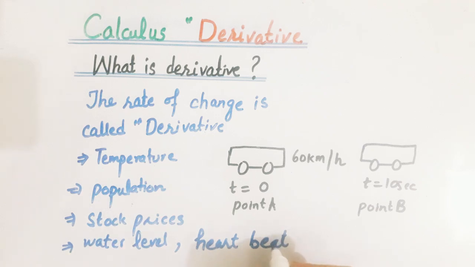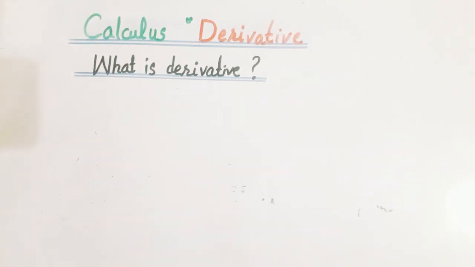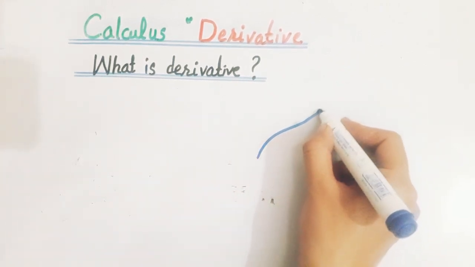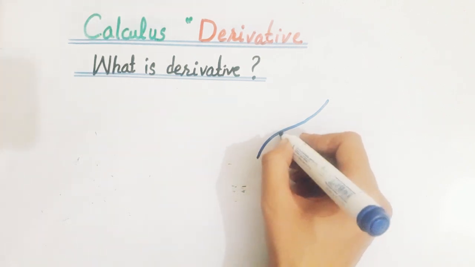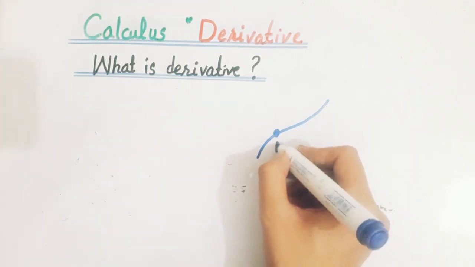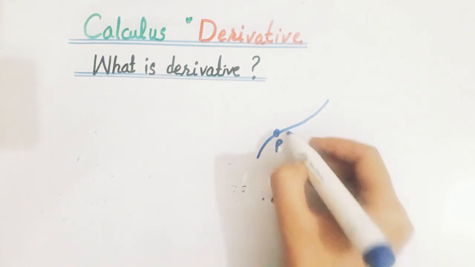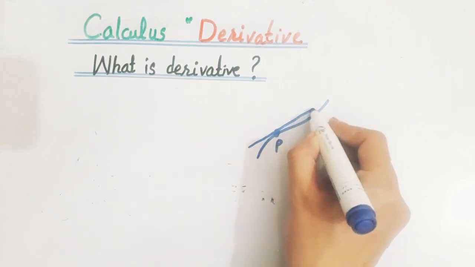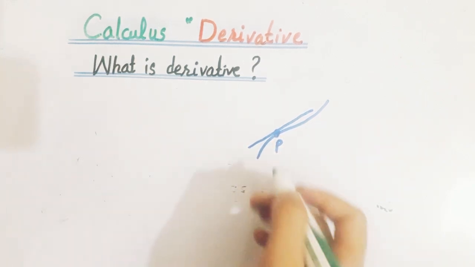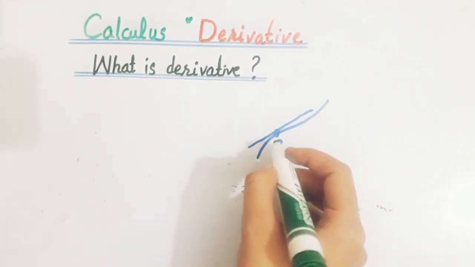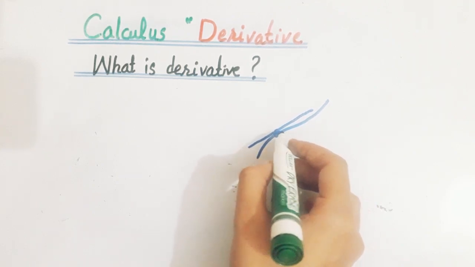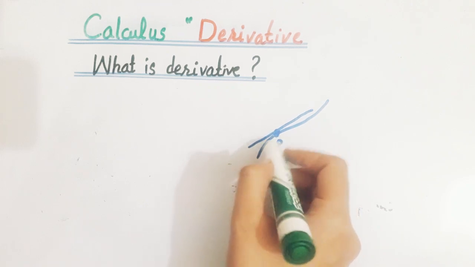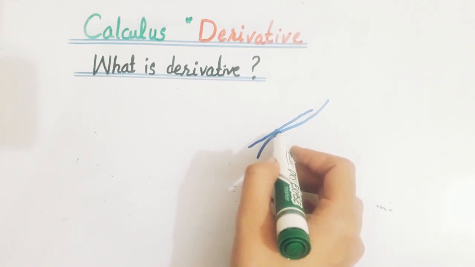Now I will tell you another deeper concept to understand what the derivative is. Now consider a curve. This is a curve. And consider a point on the curve, like this is point P. Now we will draw a tangent line at this point. This is the tangent line. Now you can see the straight line touches the curve only at one point, that is point P. So the straight line touching the curve at only one point is called a tangent line.